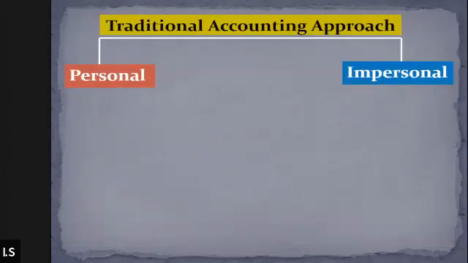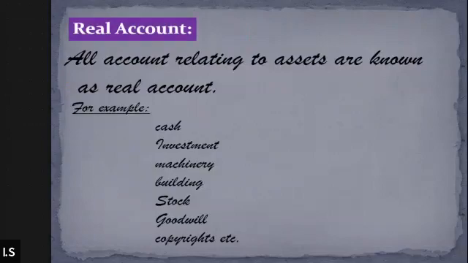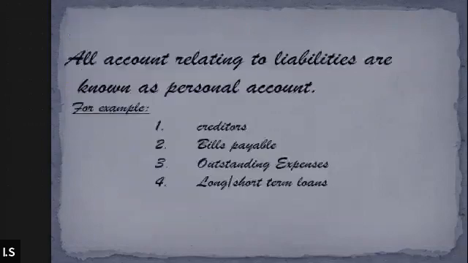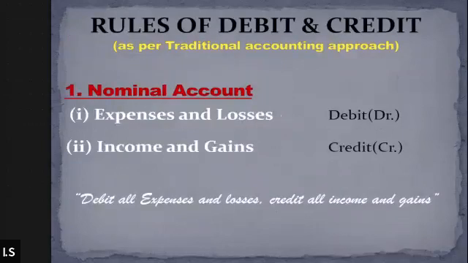Then after that, we understood the traditional accounting approach, wherein I've told you that nominal account is considered to be an account for all those accounts which are related to loss, expense, and income. All those accounts which are related to asset are real accounts, and all those accounts which are related to liability are personal accounts. Then we understood various rules of debit and credit for the traditional accounting. For the nominal account, we have a rule which says debit all expenses, credit all gains and income, which means expenses need to be debited and income needs to be credited.